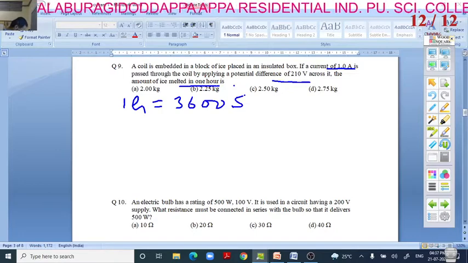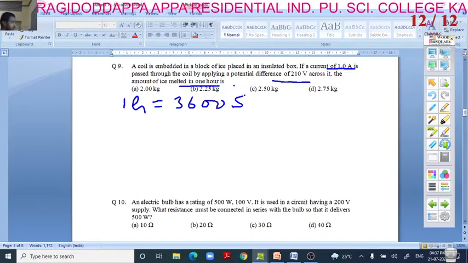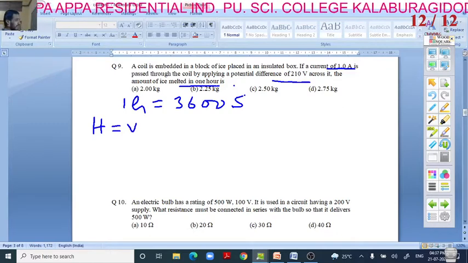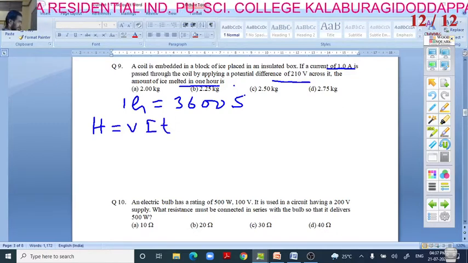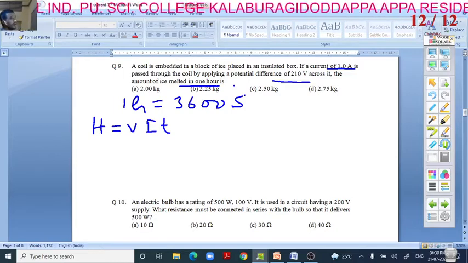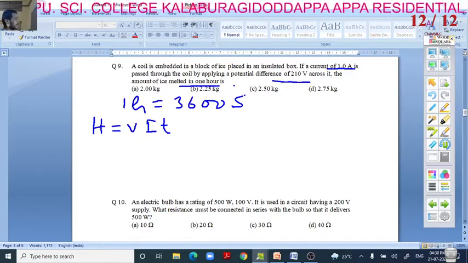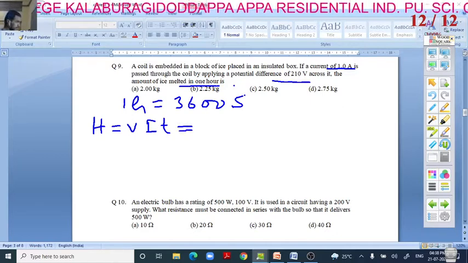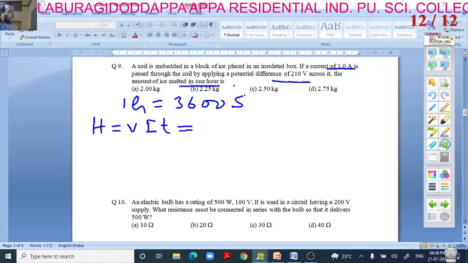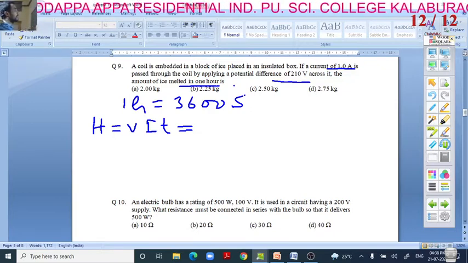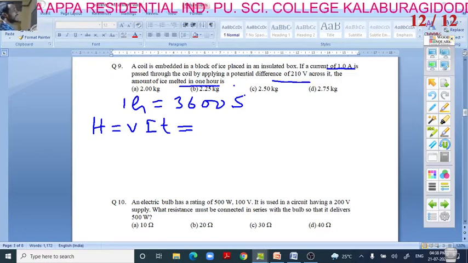Okay, now heat produced H is equal to VI into T, right, divided by resistance, right? Okay, that is equal to... Our aim is to find the amount of ice melted in 1 hour.